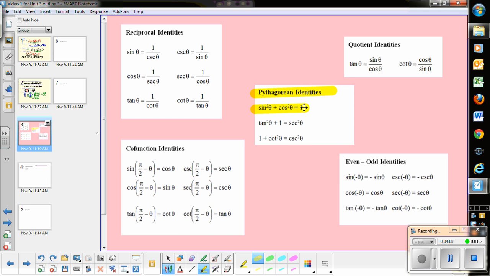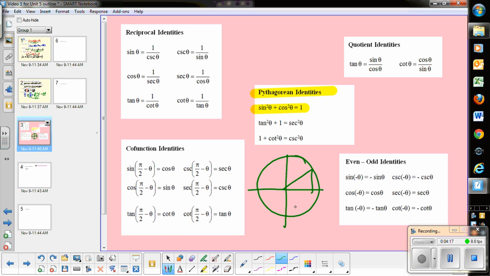This first Pythagorean identity comes from the unit circle. So if you go back to your unit circle and you think about, okay, I have a reference triangle here. Inside that reference triangle, this side represents the cosine, this side represents the sine, and this side is 1. So sine squared plus cosine squared has to equal 1 squared, and that's what this is saying. 1 squared is just 1.